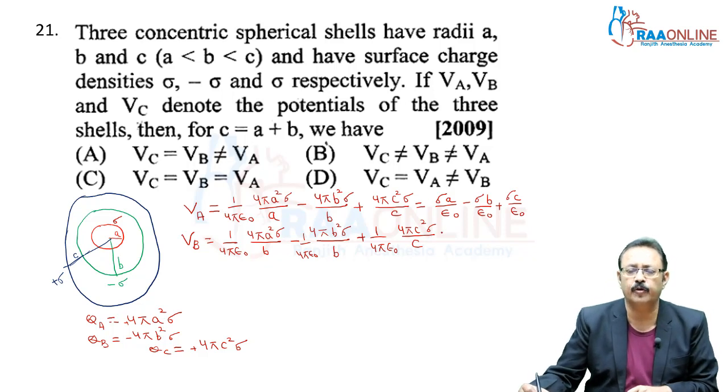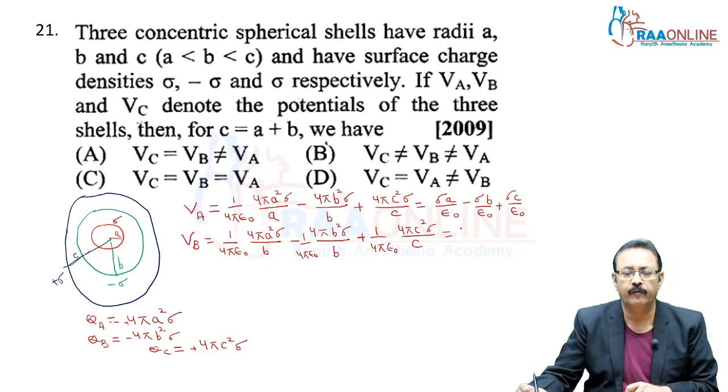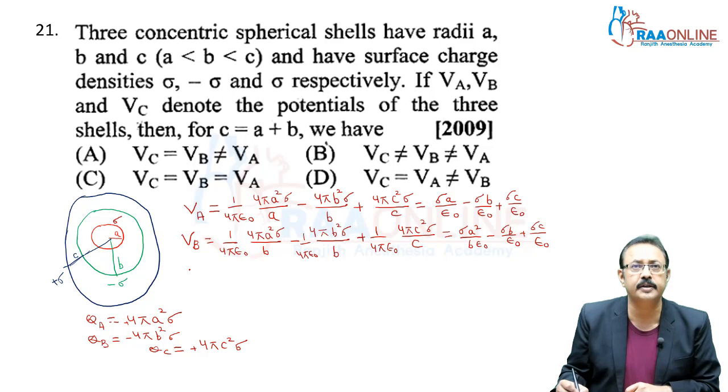We can cancel 4π. What we are getting? σa² upon bε₀ minus 4π b cancel, σb by ε₀ plus σc by ε₀. What is the potential due to C? Vc.